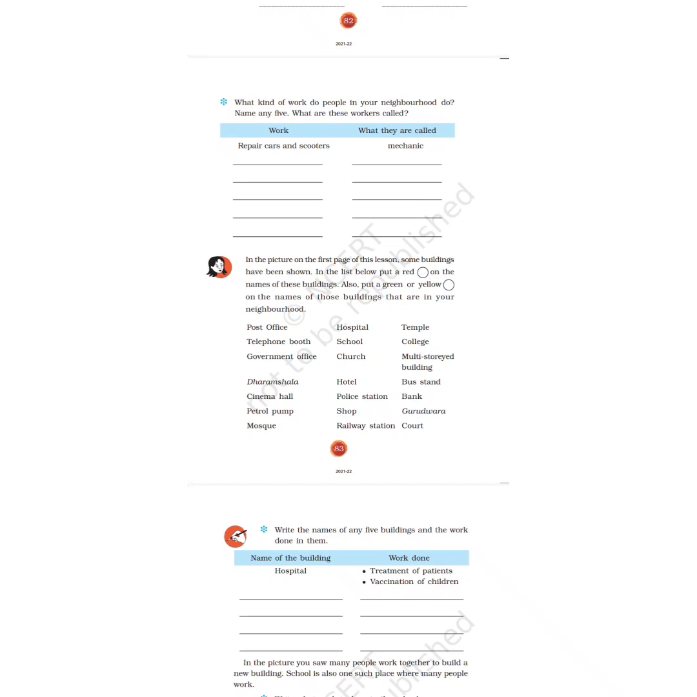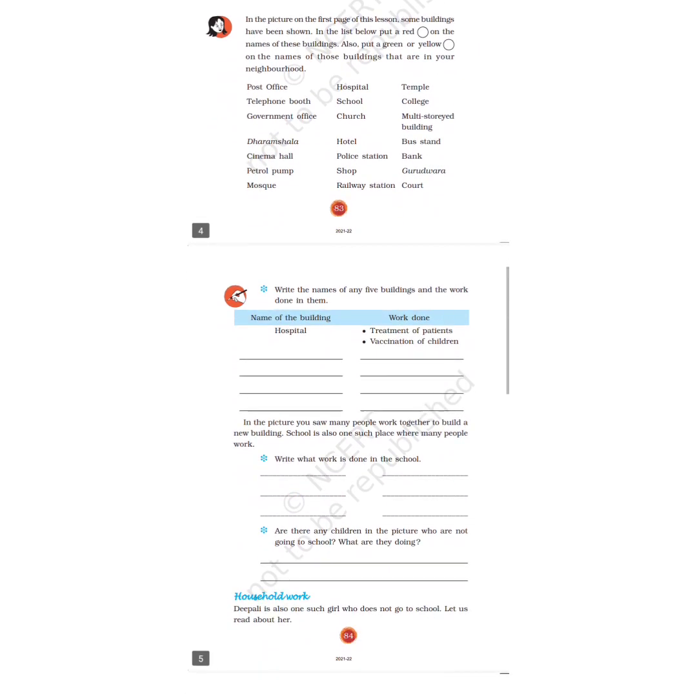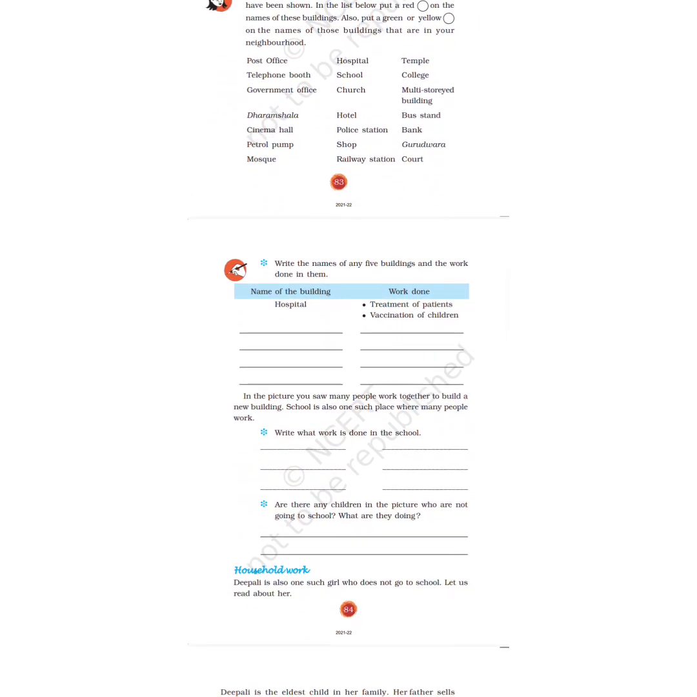It can be a post office, telephone booth, school, dharmshala, cinema hall, petrol pump. So you have to mark those names of the buildings that you see in your neighborhood. Now moving on to page number 83 of the NCERT book, we can see that we have to write the names of any 5 buildings and the work done in them.